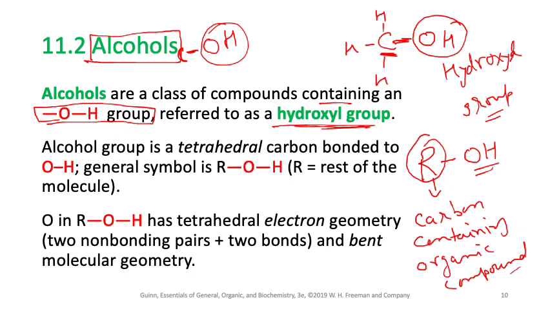So this R can have 2 carbon, 3 carbon, 50 carbon, 100 carbon. It just shows you we have any number of carbon, right? So let's take an example on the next slide, and then we'll talk more about this ROH.